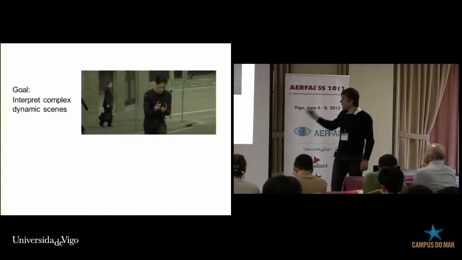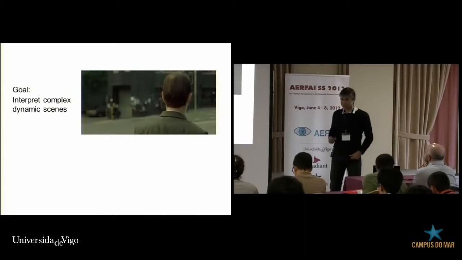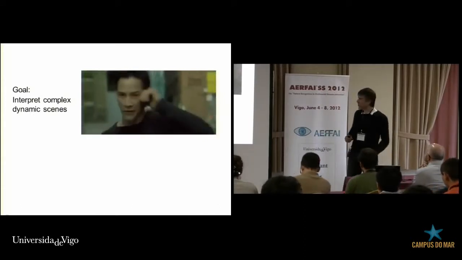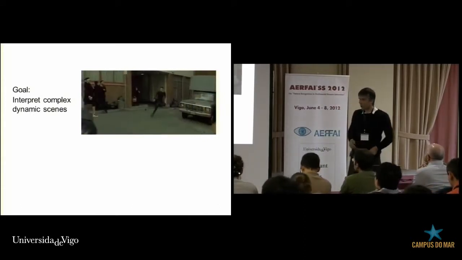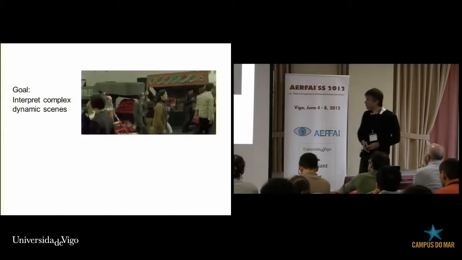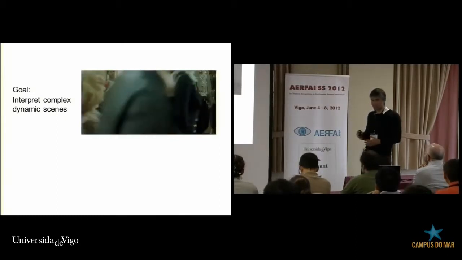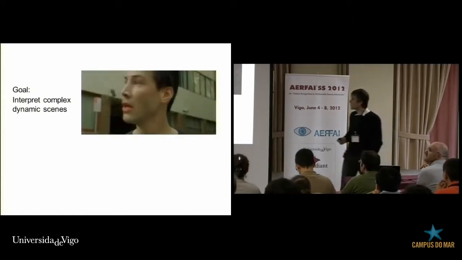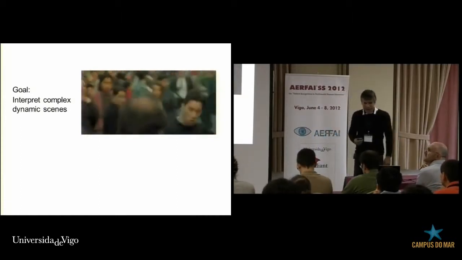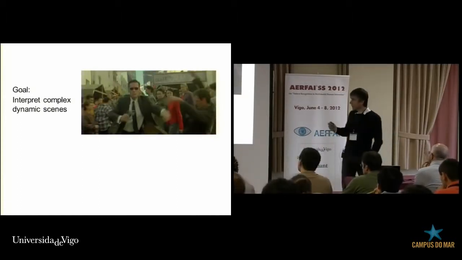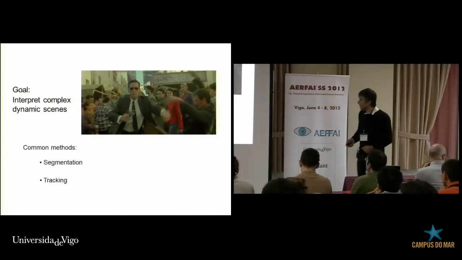Okay, so this is a dynamic scene, and say we want to interpret this scene. All the methods which we've seen before would have issues. It would be complicated to analyze such a dynamic scene because we have many problems. So what are the problems?